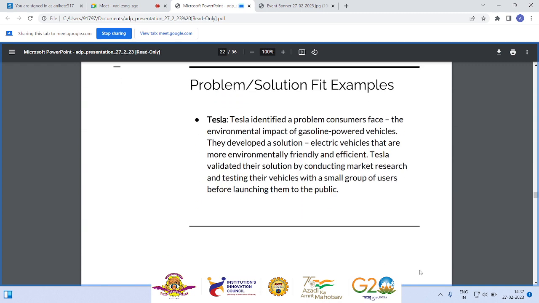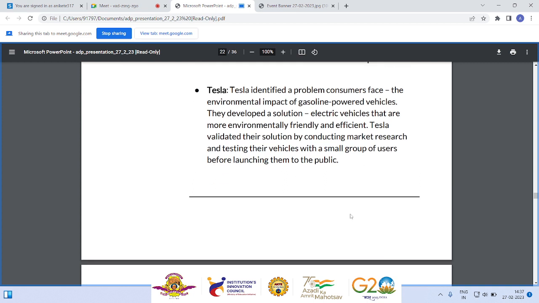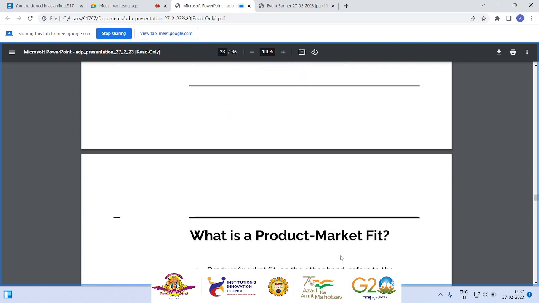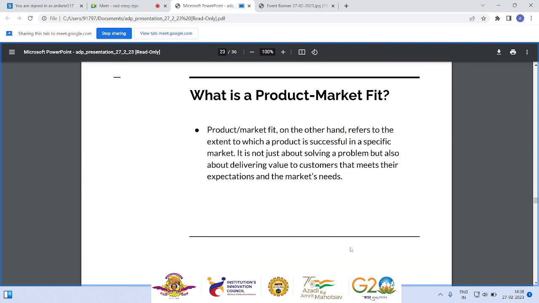Another one is Tesla. The environmental impact of gasoline powered vehicles. Those who have a mechanical, petrochemical, and automobile background know more. So they developed a solution: electric vehicles that are environment friendly and efficient. Tesla validated their solution by conducting market research and testing their vehicles with a small group. And now Tesla is launching in India soon, providing very much in the EV section, that is the electric vehicle section. So that sums up the first part.